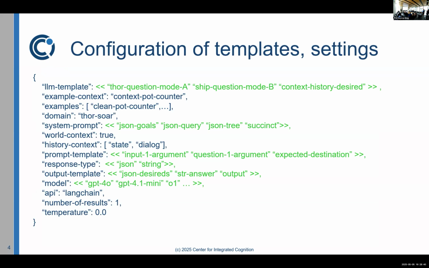And so as part of this, I developed a collection of templates and really kind of configurations for templates, because there's multiple parts that are part of the template, but also part of settings. So this includes at the top, just the name, but also the example context that you might have, examples that you might want to include, what domain you're in, what type of system prompt you want to send, if you're including world context, if you want to include history context, like the history of the dialogue that I've had. This isn't an interactive agent. Different types of prompt templates, like one's asking questions or just wanting an input and an output. Whether you want back a JSON, which just gets converted into Soar, or a string, what model you want to use, and what number of results you have.